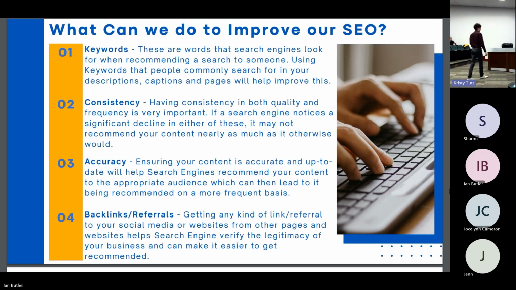So the 4 things that I want to talk about here will be keywords, consistency, accuracy, and backlinks/referrals. Keywords, once again, when people talk about SEO, this is probably the main thing people hear about, but they don't actually fully understand. Keywords are just words that the search engines use to try and get your content to the right people. So when you're thinking of keywords, you want to use stuff that's related to whatever you're posting and put that in your captions, your descriptions, and your actual posts, so anyone looking for that kind of thing can hopefully find it by searching for those words.